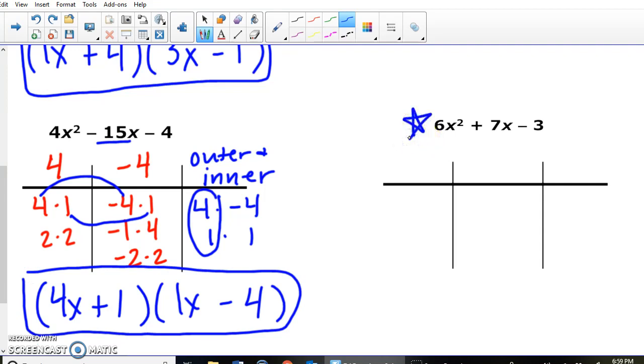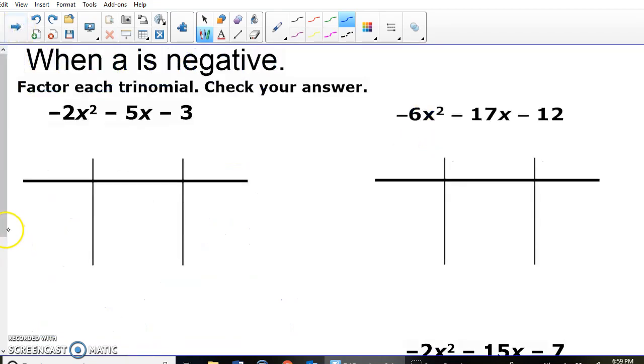Try this one on your own. Okay, and then I think I'll just do one of these with you, and I'll let you finish up the rest of them on your own. So the last one we're going to do is when everything is negative. Again, that doesn't change our process at all though. We're still going to do our factors of -2, and then we're going to do our factors of -3. And remember that our outer and inner goal is to have them add to equal -5.